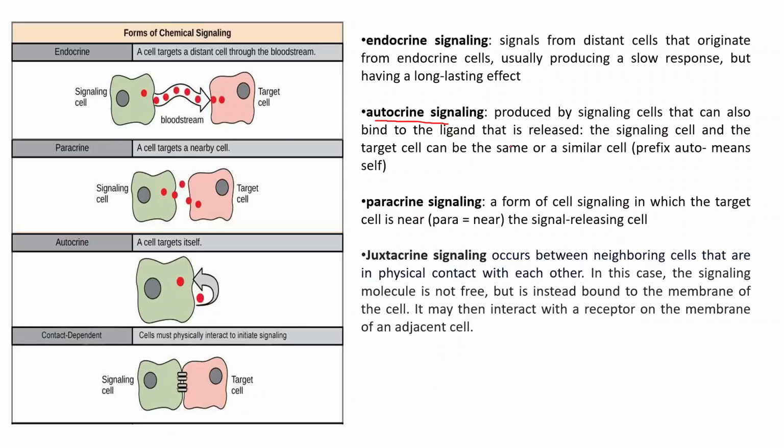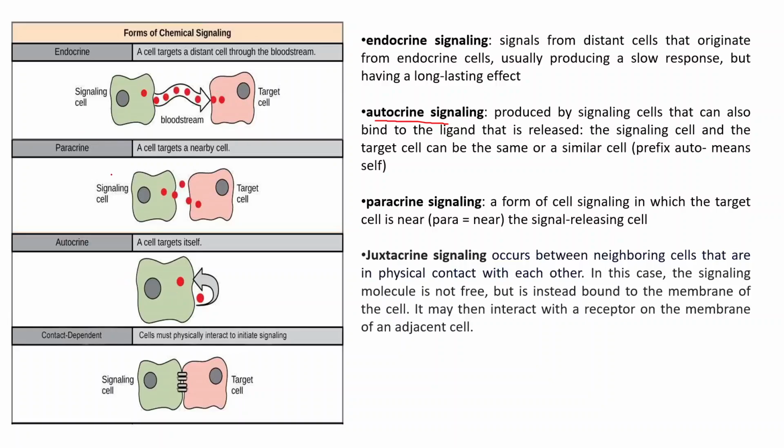Okay, so the signaling cell and the target cell can be the same or similar cell. Here both the cells will be the same, which means the signaling cell as well as the target cell, both roles are played by this cell only. So it will release the signal and it will also receive the signal. This kind of signaling is called autocrine signaling.